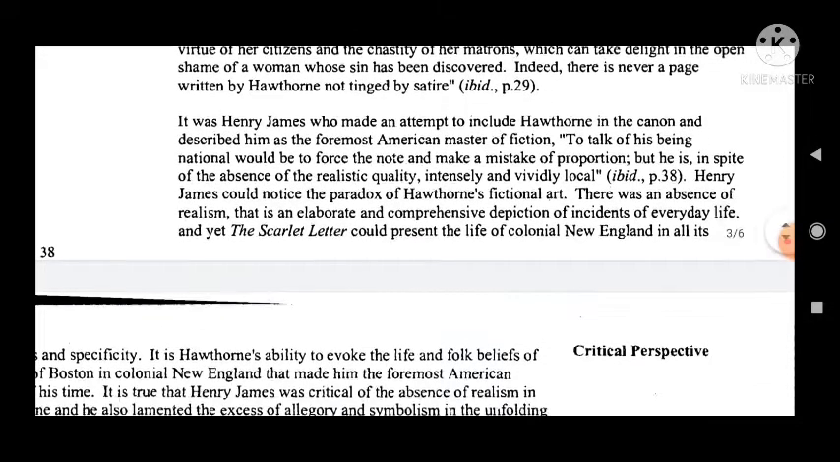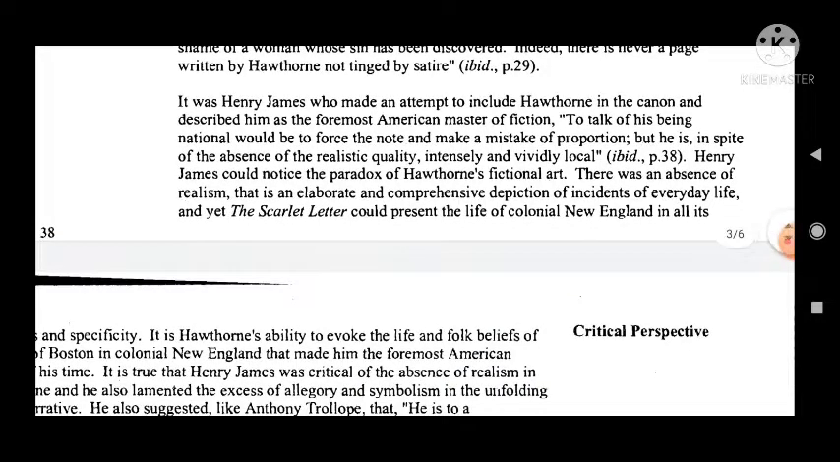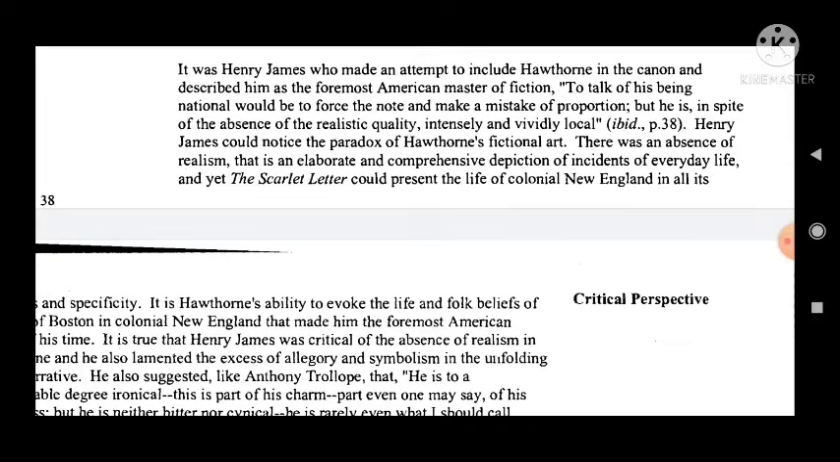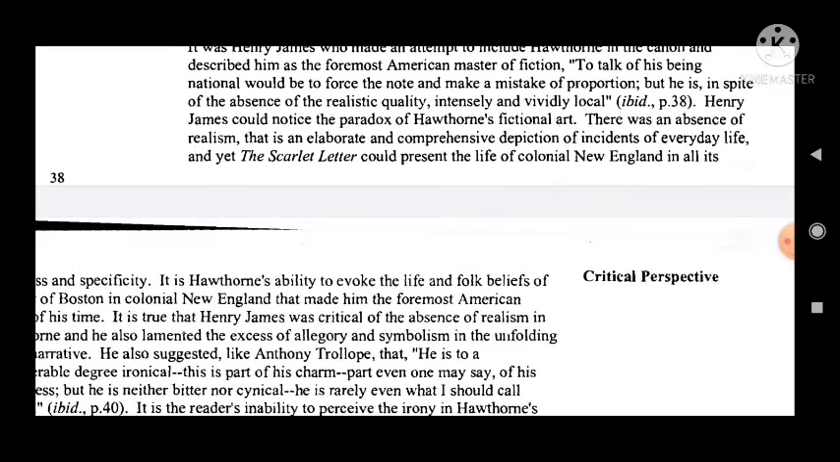It was Henry James who made an attempt to include Hawthorne in the canon and described him as the foremost American master of fiction. To talk of his being national would be to force the note and make a mistake of proportion. But he is, in spite of the absence of the realistic quality, intensely and vividly local. Henry James could notice the paradox of Hawthorne's fictional art. There is an absence of realism, that is, an elaborate and comprehensive depiction of incidents of everyday life.